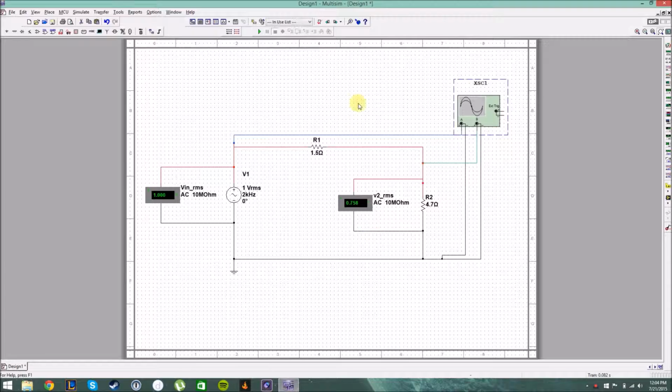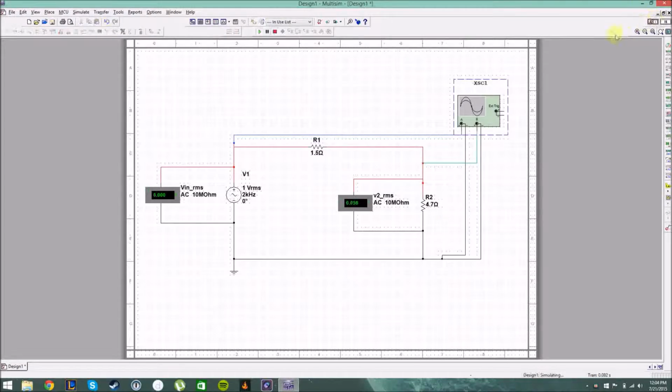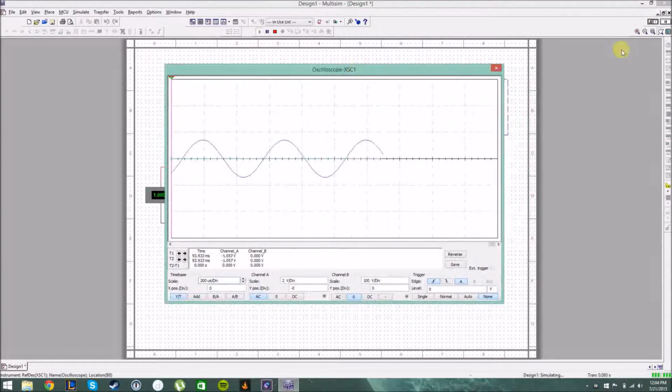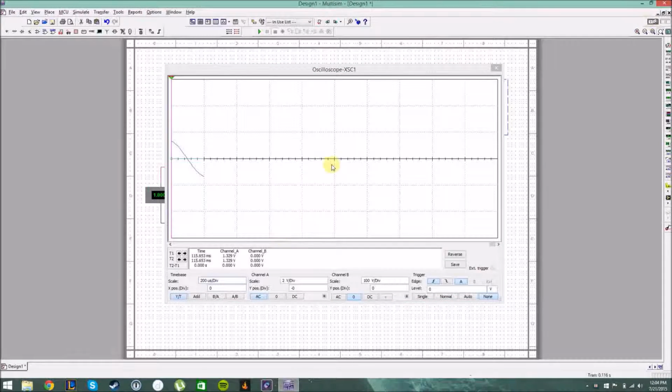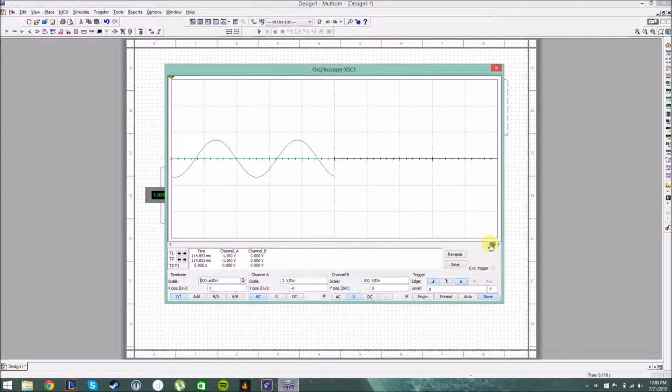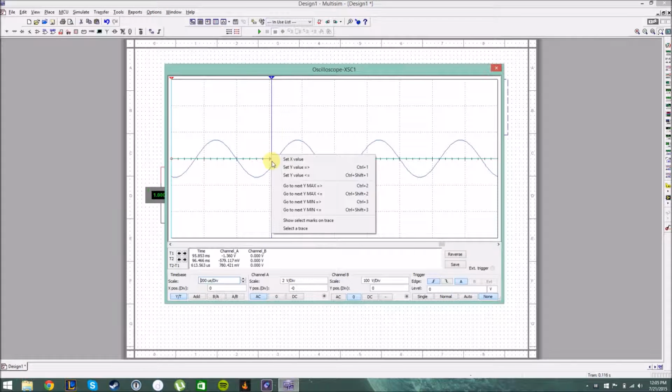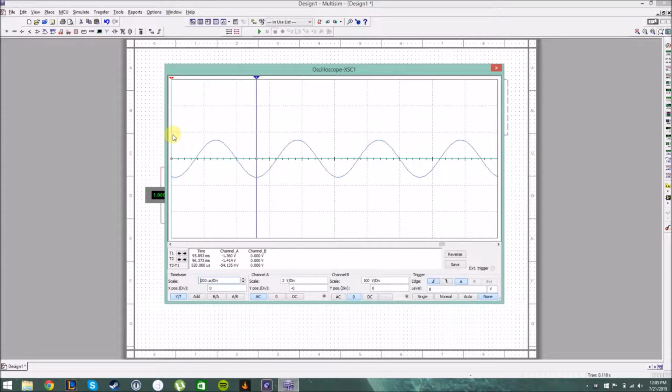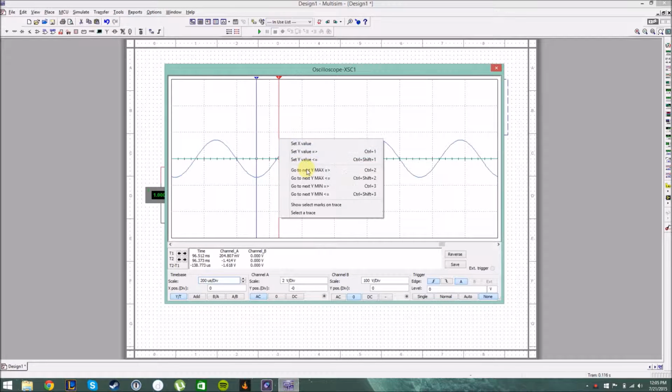So I went in and added the oscilloscope with all its connections and the 2 voltmeters, one connected to the voltage source and the other one connected to our R2. We'll go ahead and run this. Go ahead and open up the oscilloscope. The first thing we're going to measure is the voltage peak to peak.